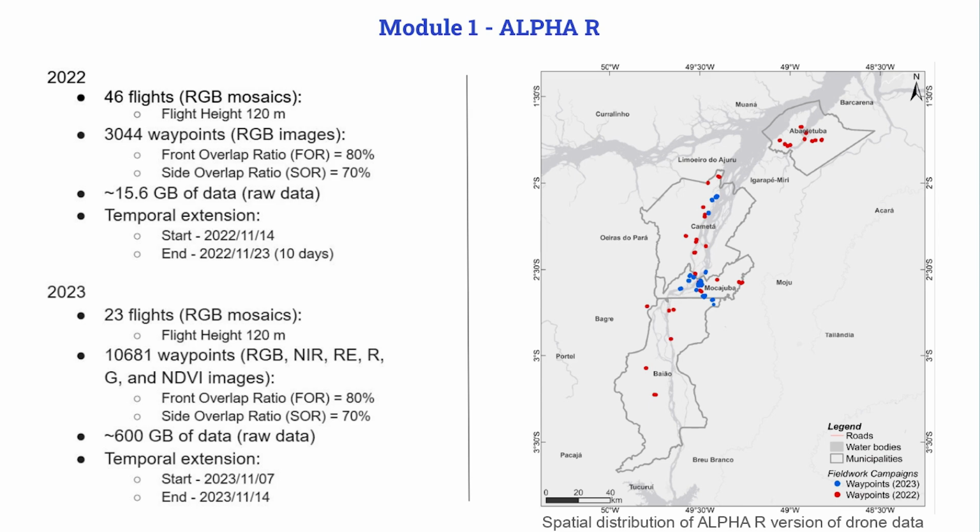Here's an example of one of our latest projects from drone data. In 2022, we had 46 flights, over 15 gigabytes of raw data. And in 2023, we had 23 flights, so over 1,600 gigabytes of data. And the expected size for 2024 is over 1 terabyte of data because we are starting to get multispectral drone images.